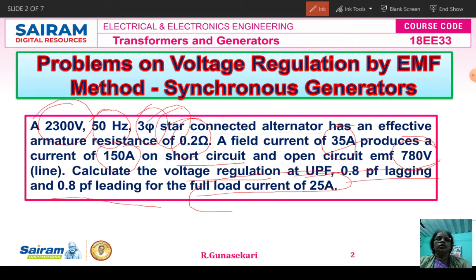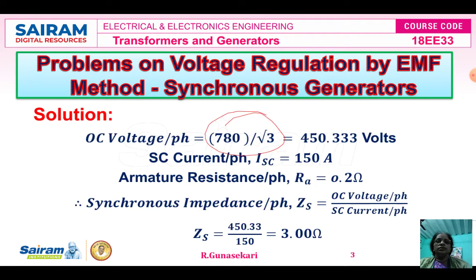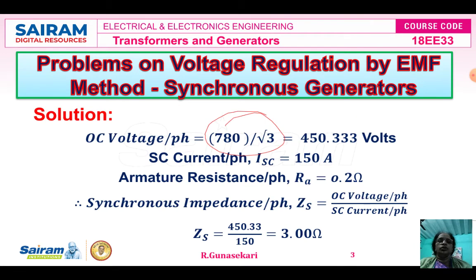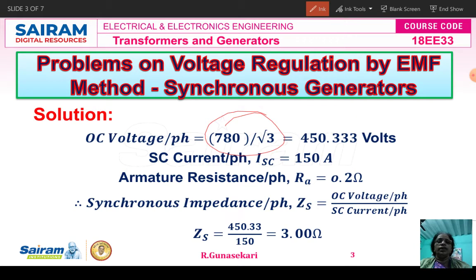Now you see the value of open circuit voltage per phase. For star connection, V phase is equal to VL by root 3. Therefore the value is 780 divided by root 3, which is equal to 450.33 volts. This is the open circuit voltage per phase, that means VOC per phase only.